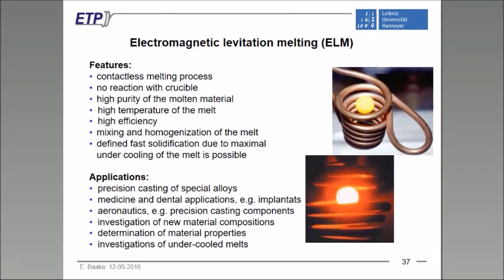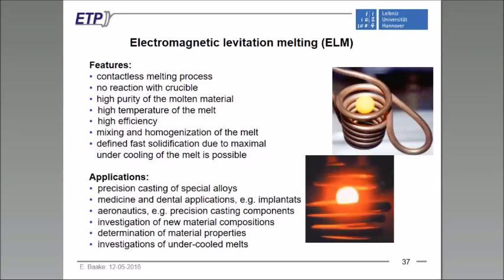And finally, there's a technology which can be used for very small scale melting with very high purity. This is electromagnetic levitation melting, where we have no contact at all with a crucible. So we use the electromagnetic forces for completely levitating the molten material. So we get high temperatures and high efficiency, and of course also this mixing and homogenization effect as well. This application is up to now limited to very small masses, so very small scales. It is used for precision casting of special alloys, for medicine and dental applications, for example, or for the investigation of new material compositions and for determination of material properties.